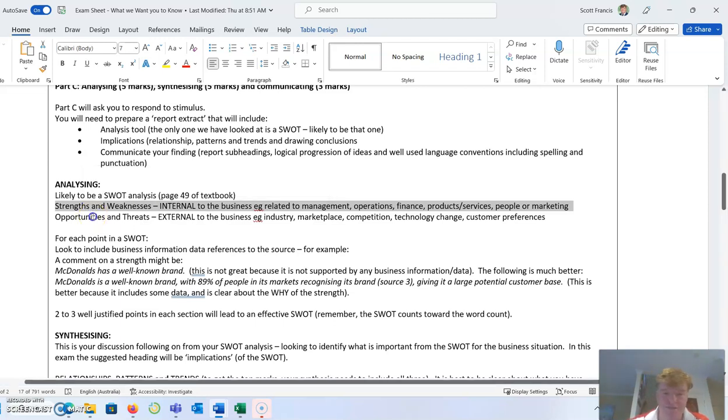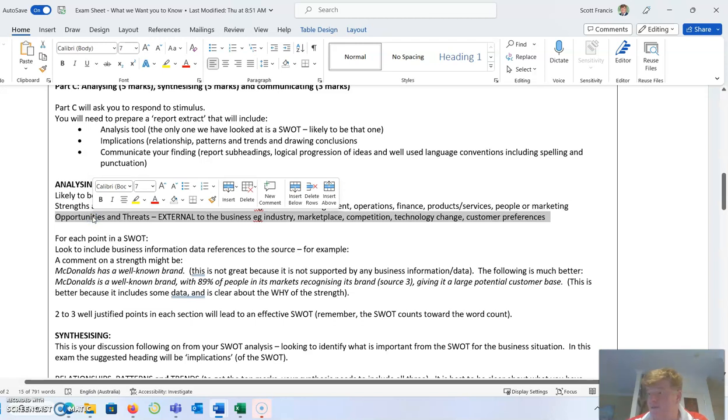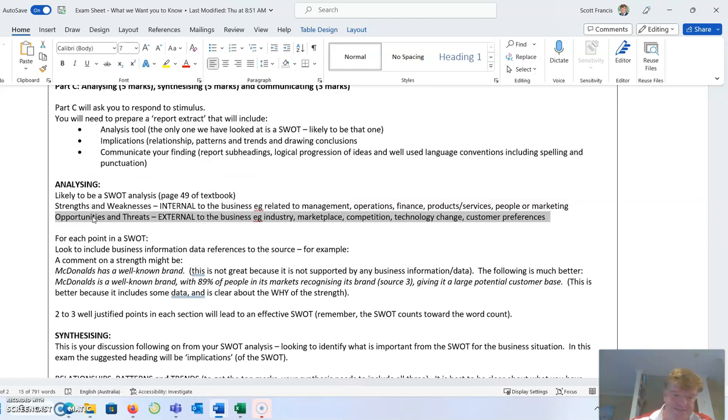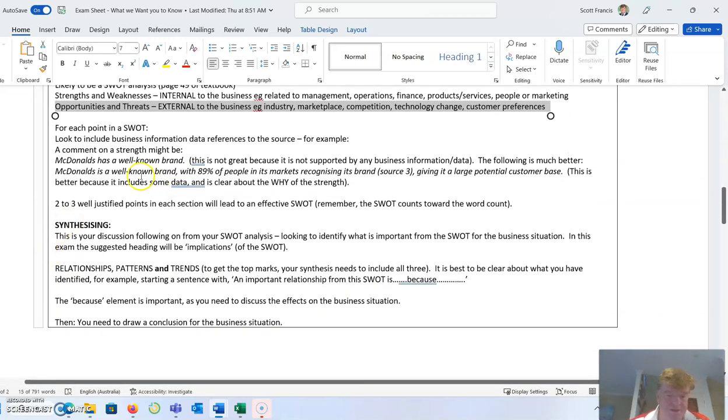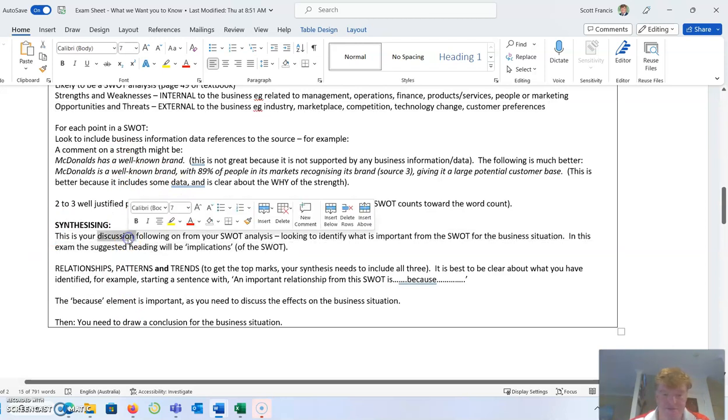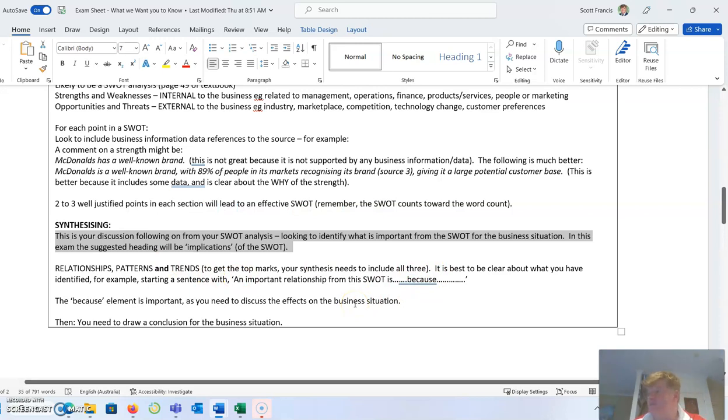And then you go to the external things. What are your competitors doing? What are some ideas around technology changes? Have they taken advantage of it? Maybe they could. If they haven't, it's an opportunity. And customer preferences. How might customers be changing their ideas? Once you've done your SWOT, you then come into your synthesis: the discussion from the SWOT, the relationships, patterns, and trends, and the why. An important relationship with this SWOT is something because. Why is that important? And finally, you need to draw a conclusion for the business situation.